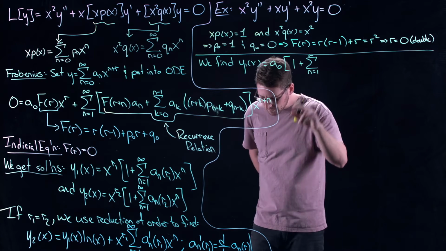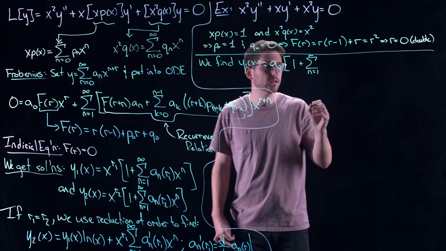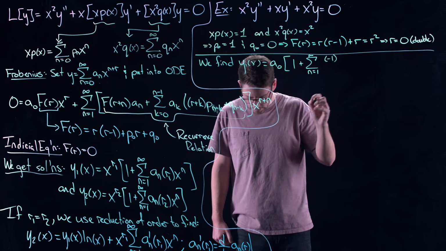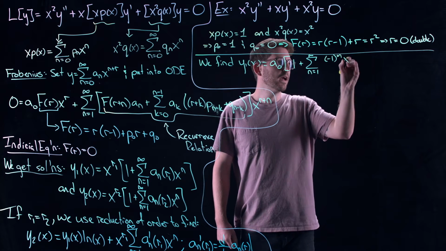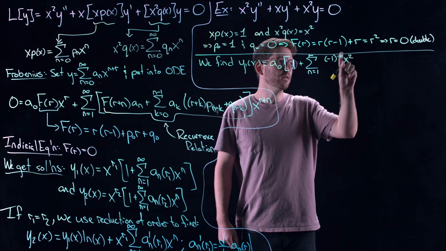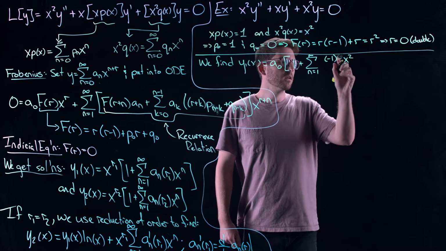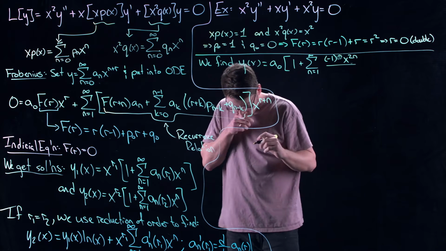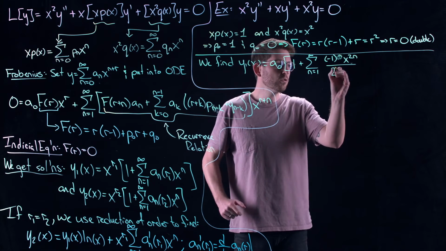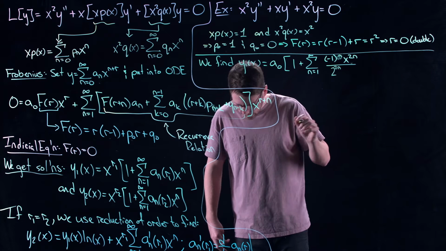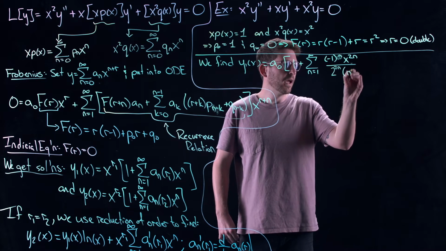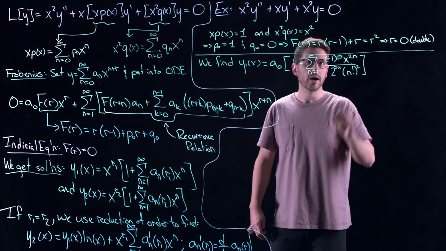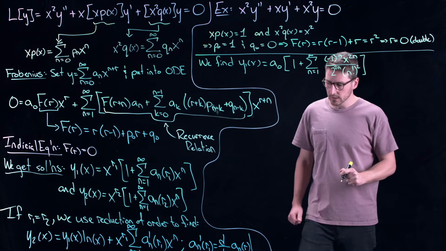And in this case, we find that it only counts up the even terms. So I get minus 1 to the n, pardon me, n to the 2n, so all of the even terms, divided by 2 to the 2n, and then times n factorial squared. So it is something else. It is a pretty wild looking equation here.